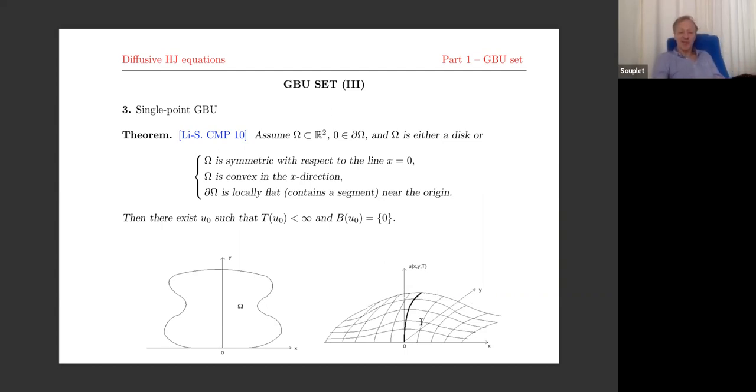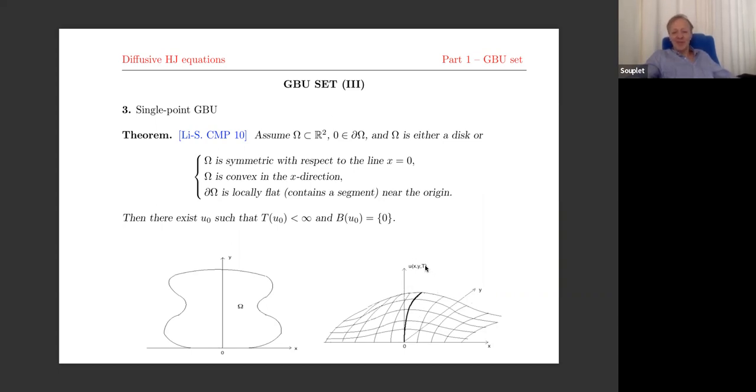So here we consider the following geometric situation. We are in two space dimensions, so on plane domains, and we assume that this domain is symmetric with respect to the line x equals 0, the vertical axis, and convex in the x direction. Also, for technical reasons, and actually this was improved later, we assume that the boundary is locally flat. Here, specifically, it means that it contains a line segment near the origin. And then we assume some symmetry of the initial data, which I will describe later. Under these assumptions, we can show that for suitable symmetric initial data, gradient blow-up occurs in finite time, and the blow-up set is only the origin.